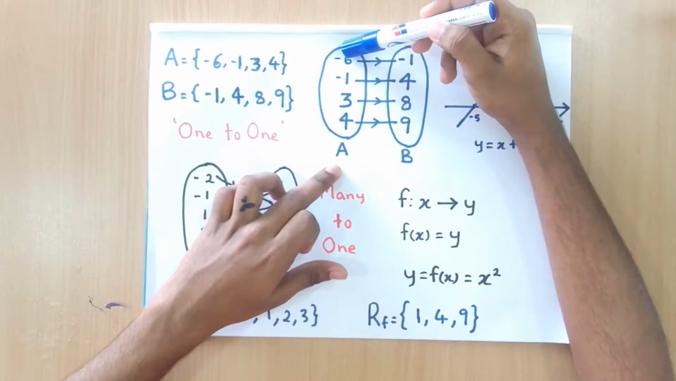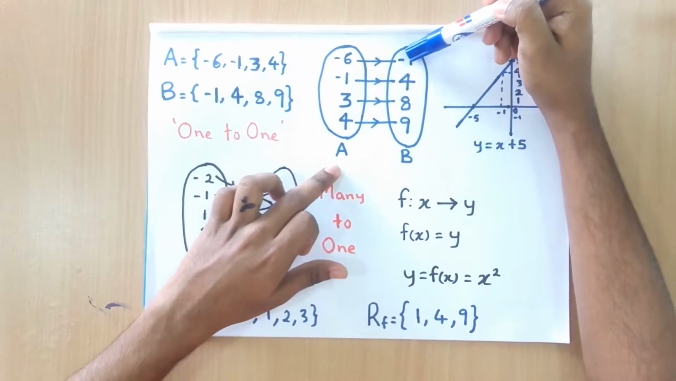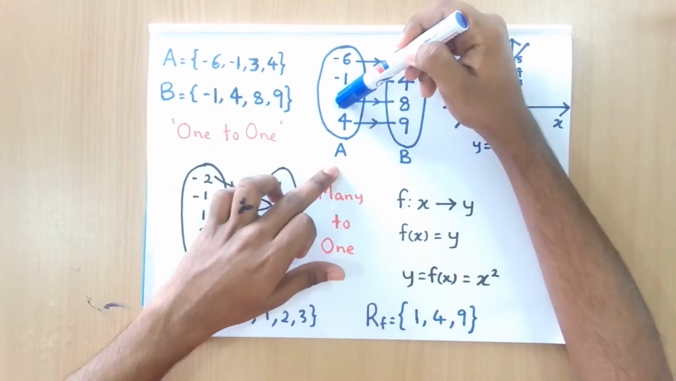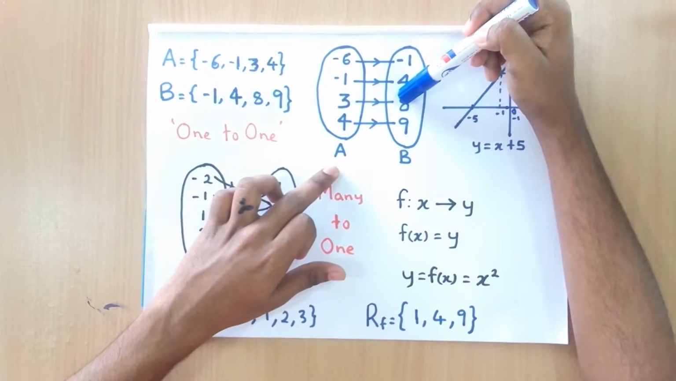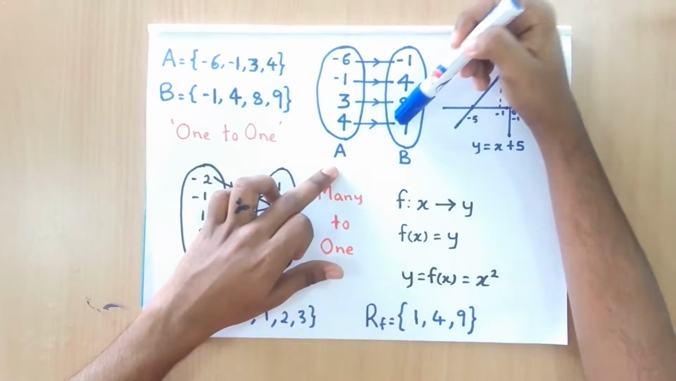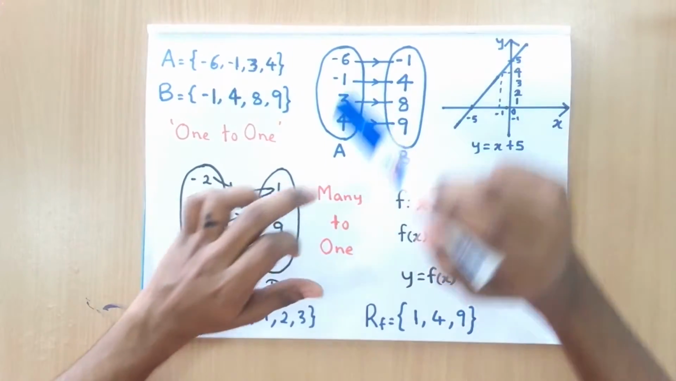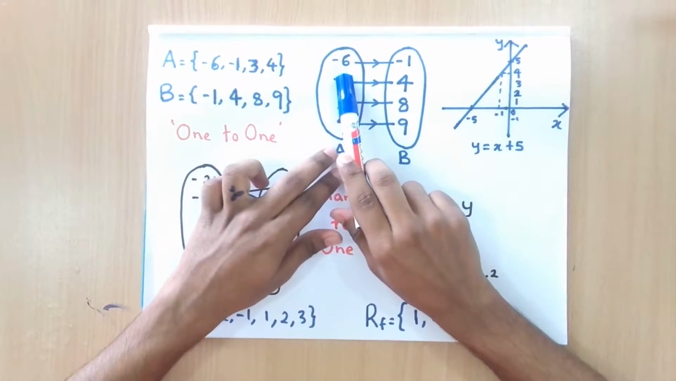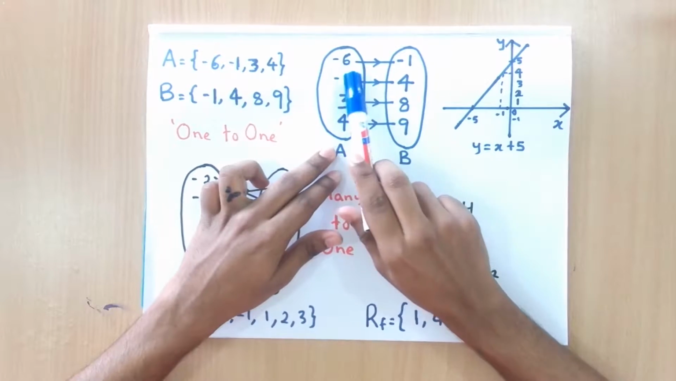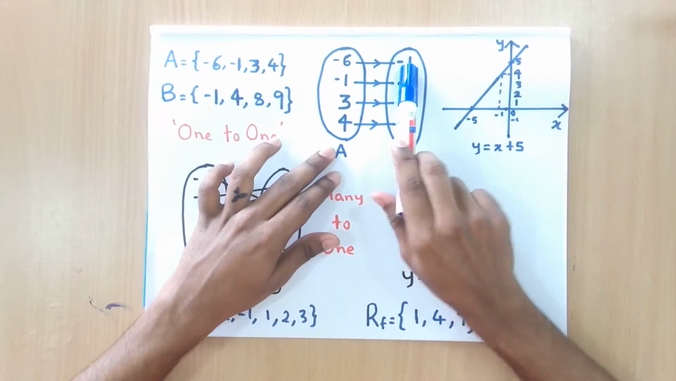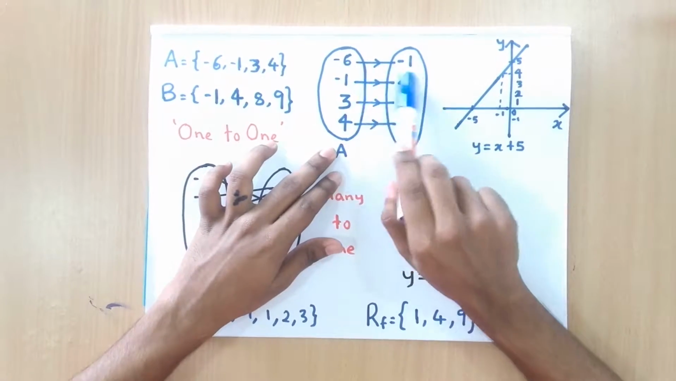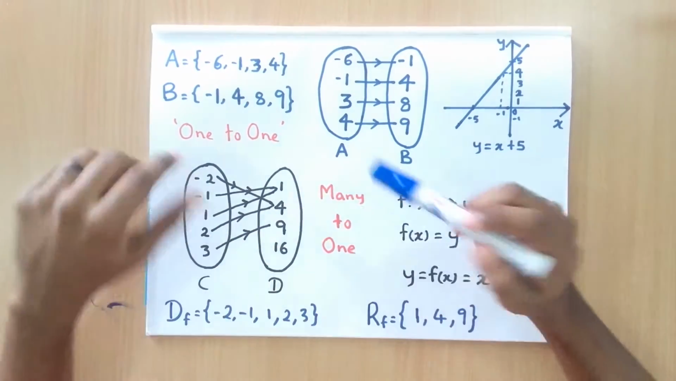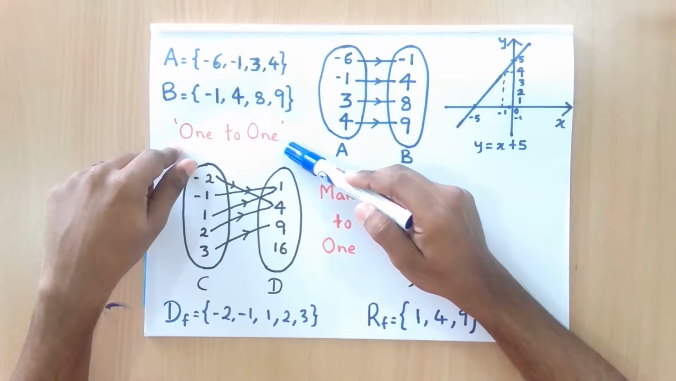So -6 plus 5 would be -1, -1 plus 5 would be 4, 3 plus 5 would give us 8, and 4 plus 5 is 9. In this relationship, every element of set A is mapped to exactly one element of set B. So this type of mapping is called one-to-one mapping.